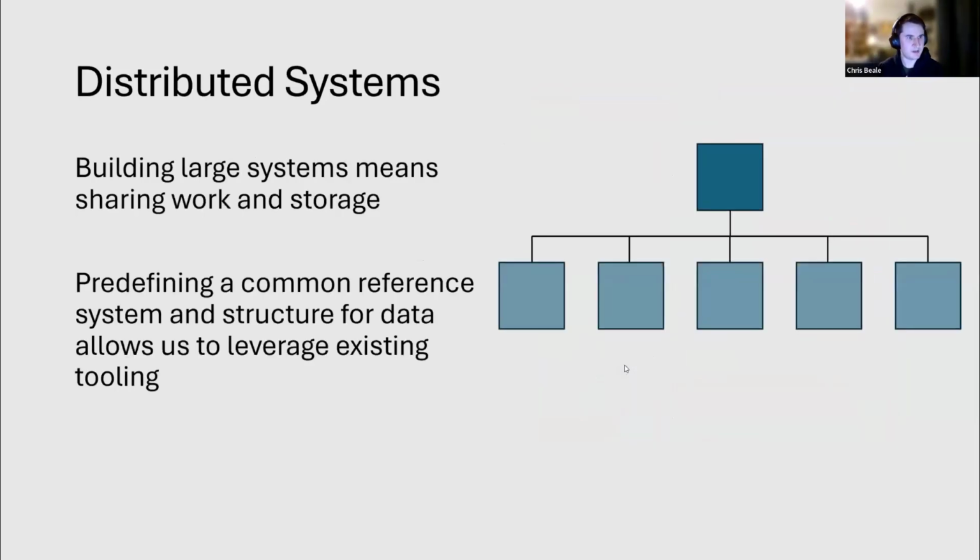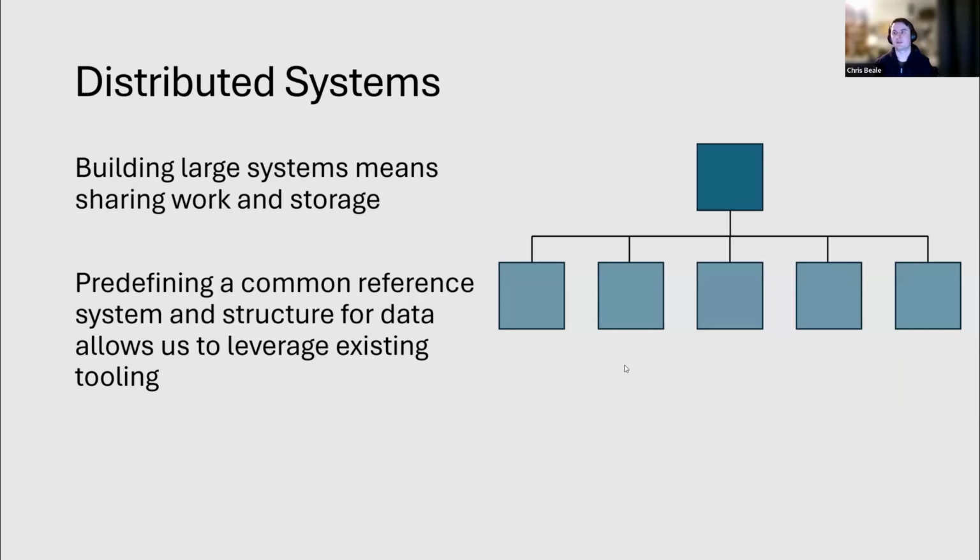So if we wanted to build a distributed system, what that means is we need to find some way in which we can share the work and share the storage of what we're doing across a whole bunch of different machines. And the simplest way that we can do that is to redefine some common reference system with which we're going to describe all of our data. And if we can define that reference system, we can define a structure that's agreed ahead of time for all of the data that's going to be inside of our system.